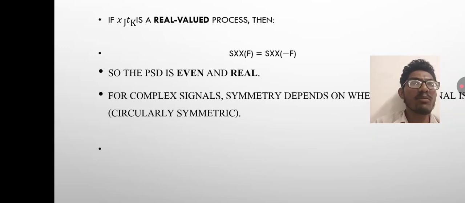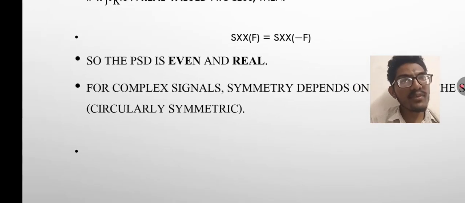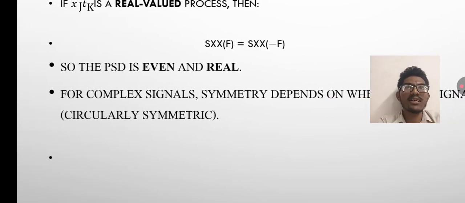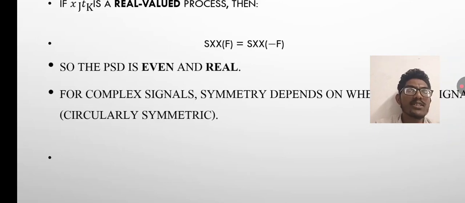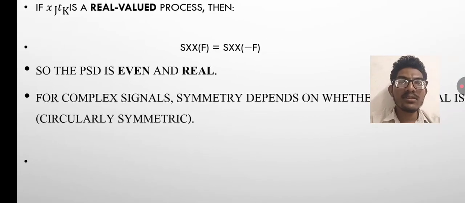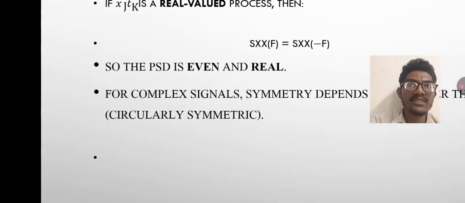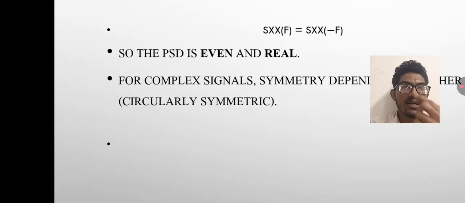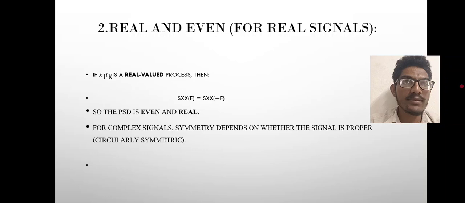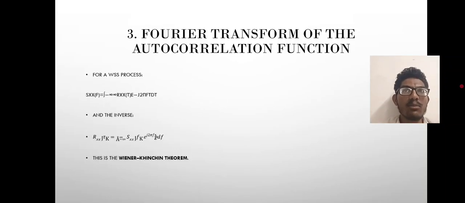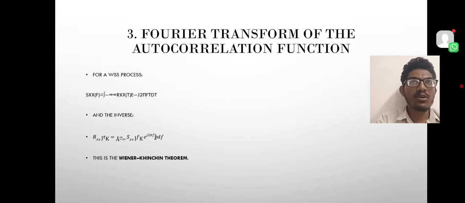This is the formula for even functions. When you give negative numbers to a function, it will always give us positive numbers. It is called even. Next, for complex signals, symmetry depends on whether the signal is proper, meaning circularly symmetric. Next, the third property is about the Fourier transform of the autocorrelation function.